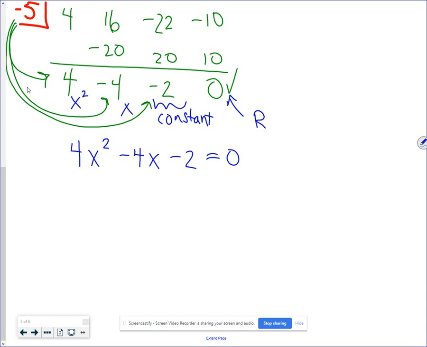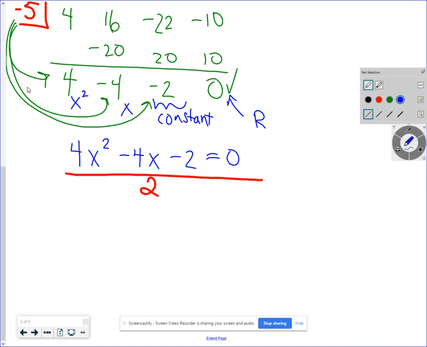But one thing that I notice here is this whole equation is divisible by 2. So if you ever have that, where there's a number that divides everything in the equation, you can make the equation simpler by dividing that whole equation by that number. It's still the same equation. So what we're going to do is we're just going to divide this all by 2. And then when we do that, we get 2x squared minus 2x minus 1 is equal to 0.